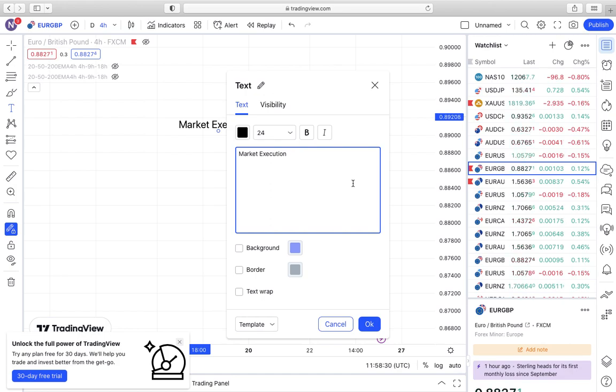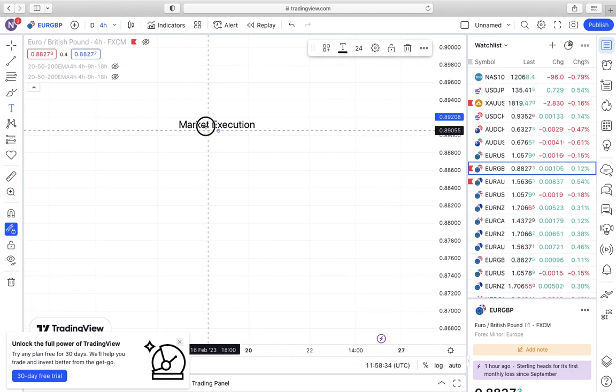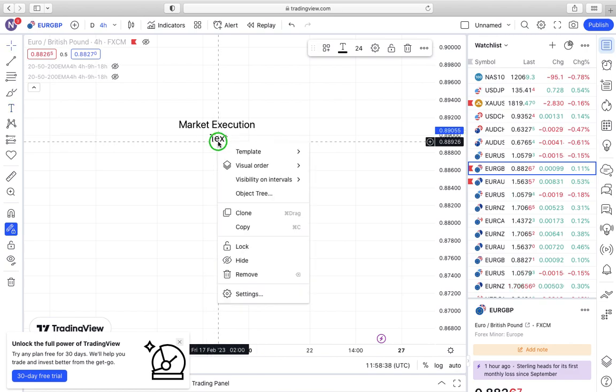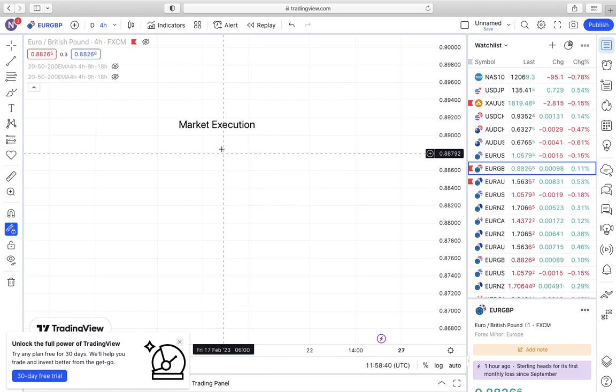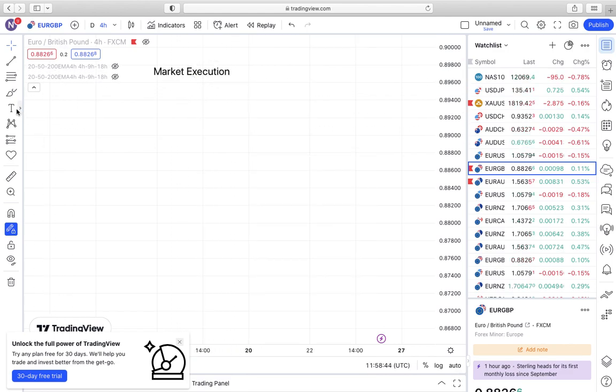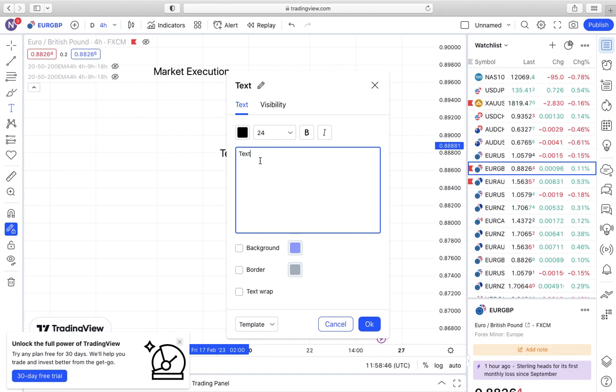Now this takes us to what we want to discuss today. We want to discuss some four simple things about market execution.